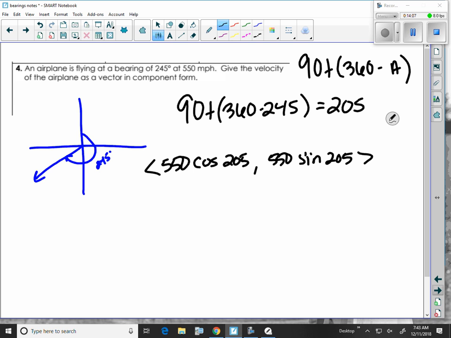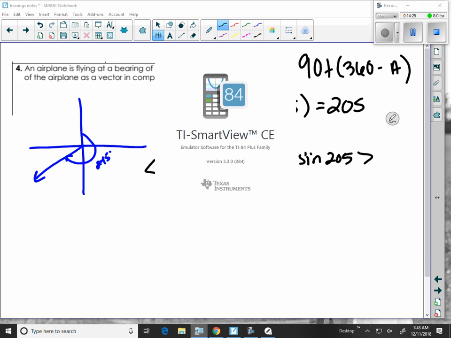Now, is 205 on our unit circle? Anybody know? It's not. If it was, we could use the unit circle, but we can't. Good news, kind of, because we can just put it right in our calculator, and we'll get a decimal.